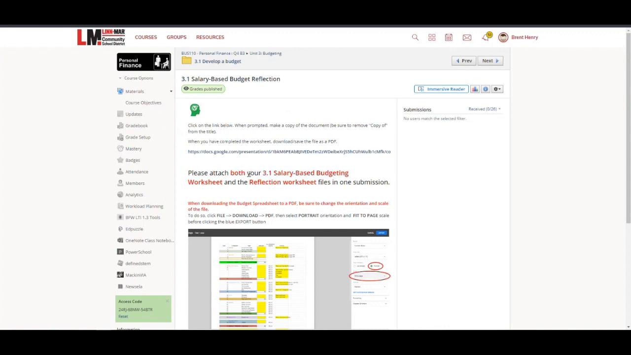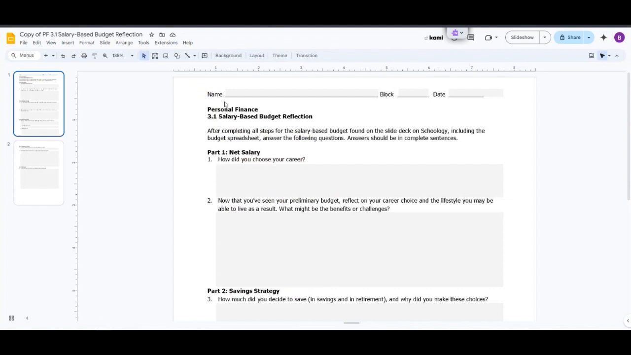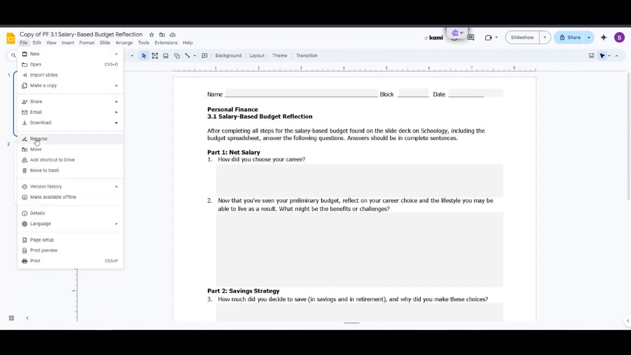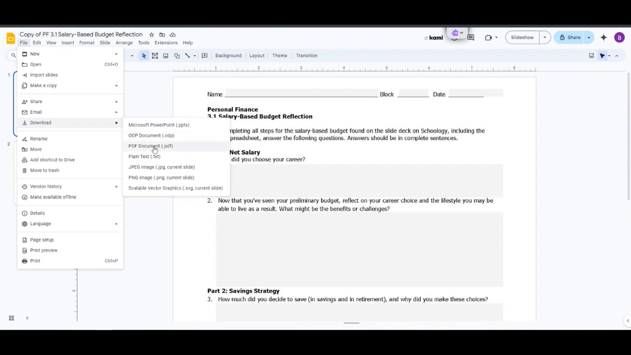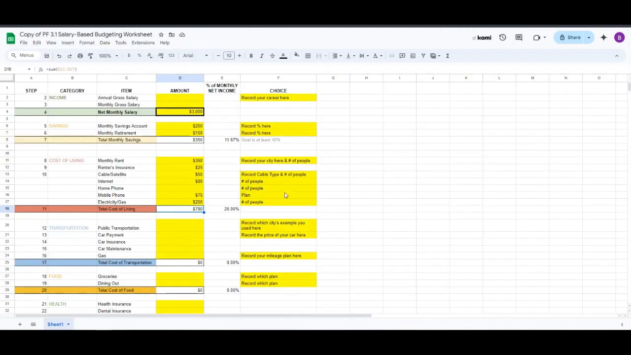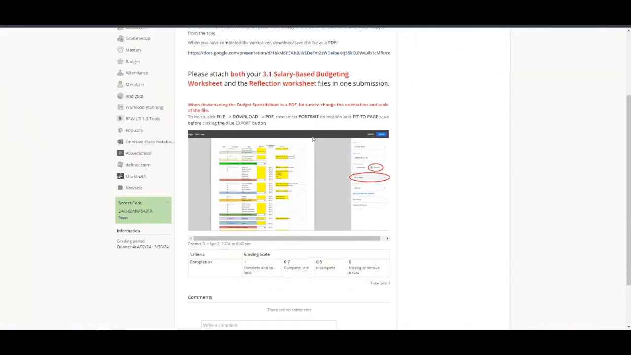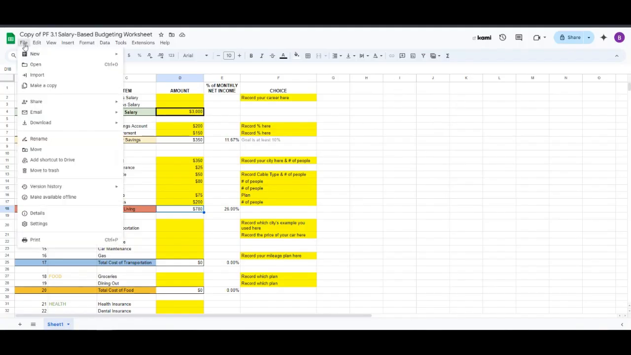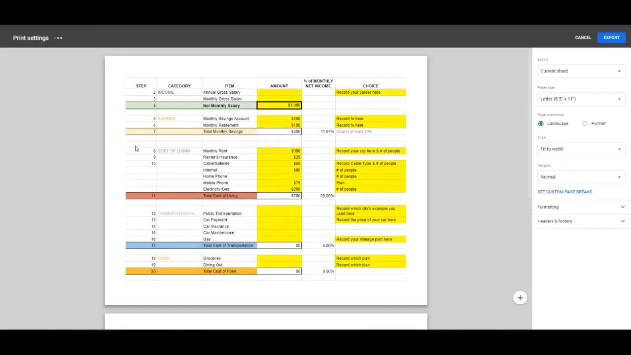Notice the instructions talk about you're going to turn in both of these files. You're going to turn in this spreadsheet and you're going to turn in this worksheet. The worksheet, just like we've done throughout this course, you're going to download as a PDF. For the spreadsheet, because it's a Google Sheet, it is a little bit different. There's a graphic here that helps walk you through what you need to do when you are printing or downloading this spreadsheet. Just like with the other worksheets, you'll go to File, Download as a PDF. But then it pops up this view that allows you to format how it downloads.